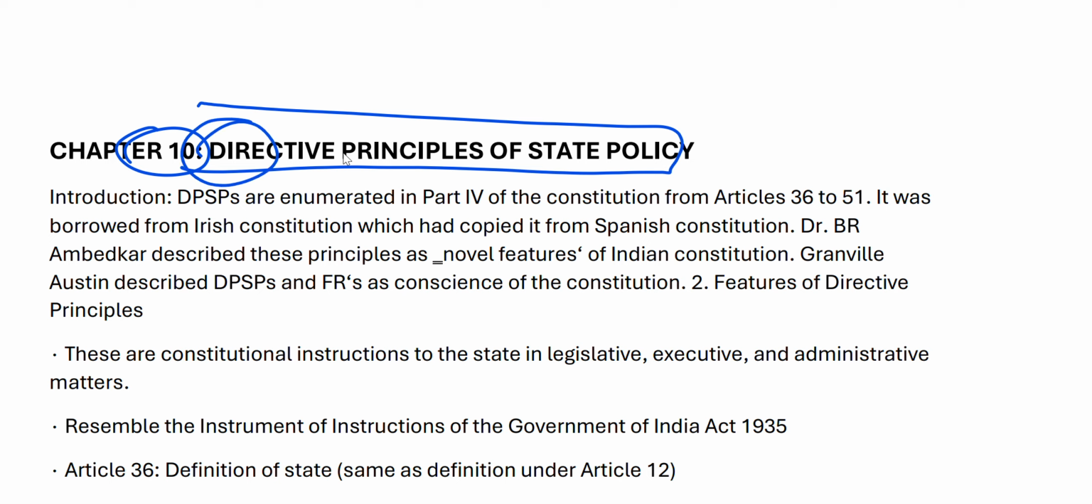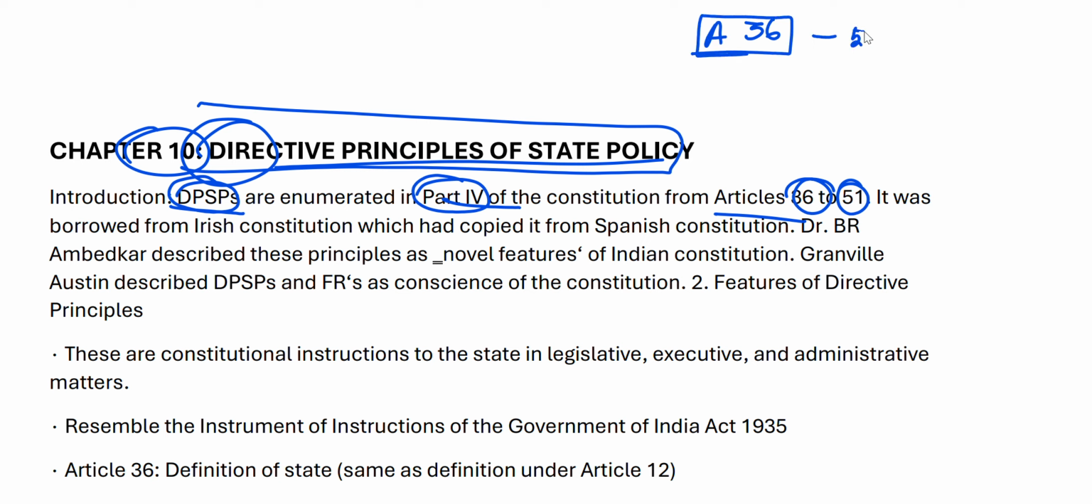DPSP, Directive Principles of the State Policy. Introduction. The Directive Principles of the State Policy are in Part 4 of the Constitution, from Article 36 to 51.